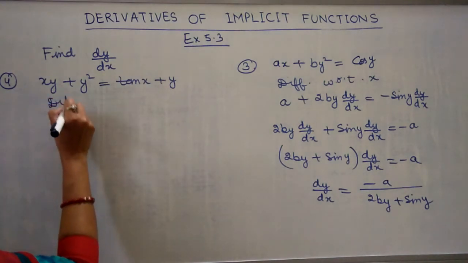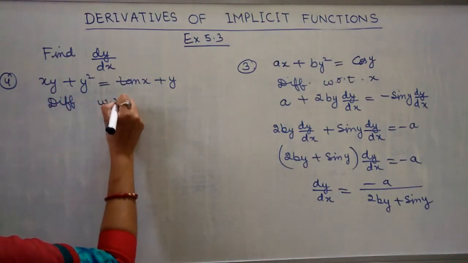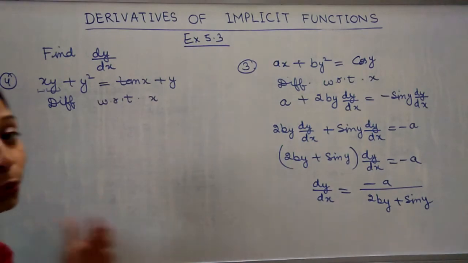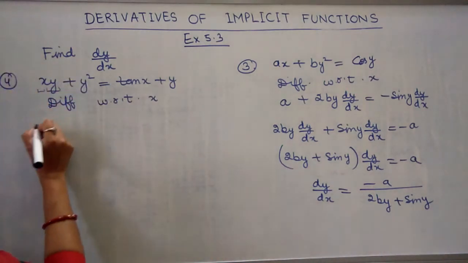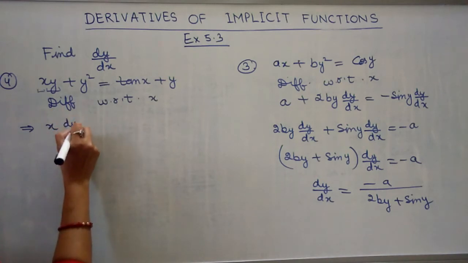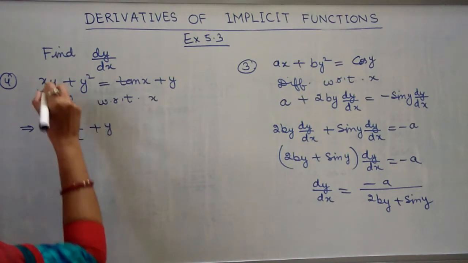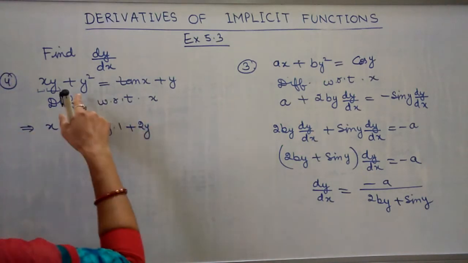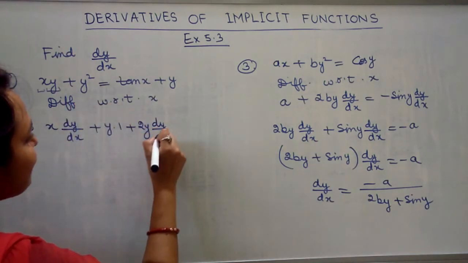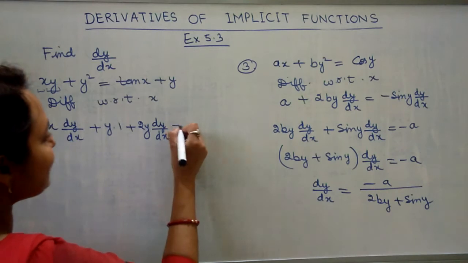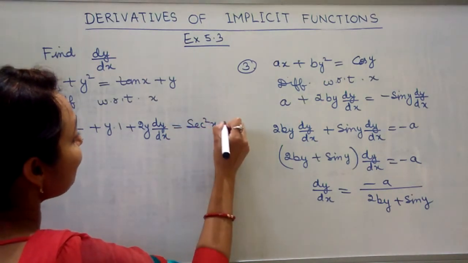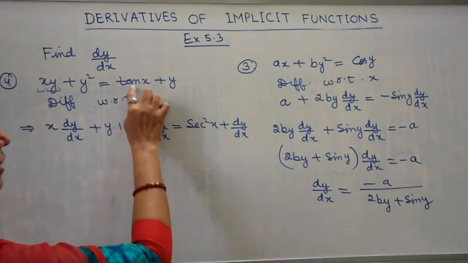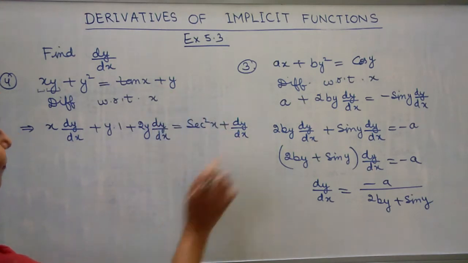So differentiate with respect to x. When you differentiate, there are two functions x and y. Apply u into v. Okay, u as it is times derivative of y, plus y as it is times derivative of u, that is x, that is equal to 1 plus 2y dy upon dx, right, is equal to secant square x plus dy upon dx, right. When you differentiate this, tan x gives secant square x, then dy upon dx.